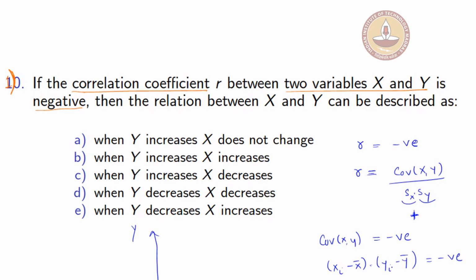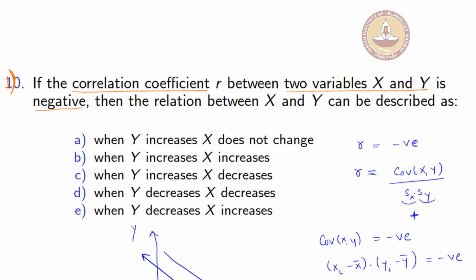So this will happen in the case where both x and y move in the opposite direction. It means if x is increasing, y will decrease, and if y is increasing, x will decrease. So in these two cases, our covariance of xy will be negative, and hence the correlation coefficient will be negative.